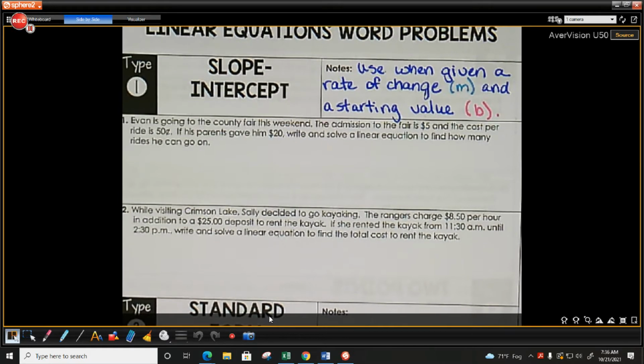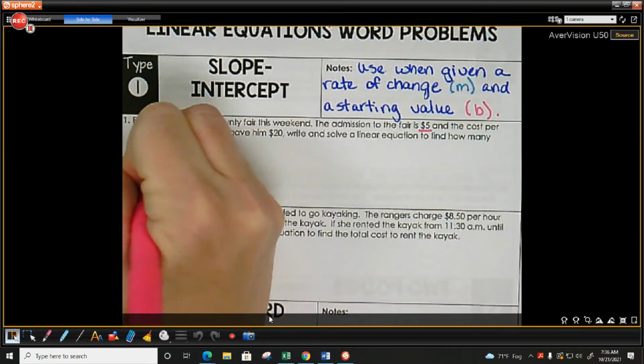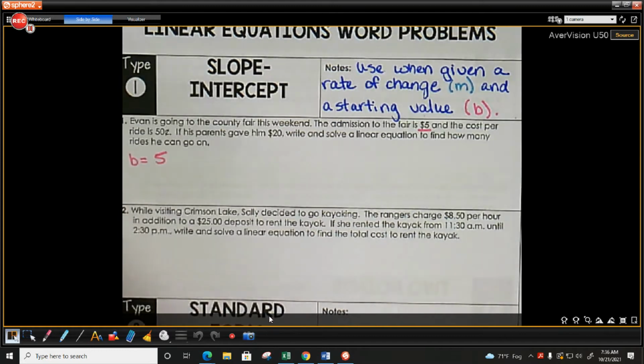Great job. Okay, so the admission to the fair is $5. How many times are you going to pay that $5 fee? Just once. So that's your starting cost. It costs $5 just to go in. So that is your B. That's your base fee. You have to pay $5 to get into the fair, even if you ride no rides.